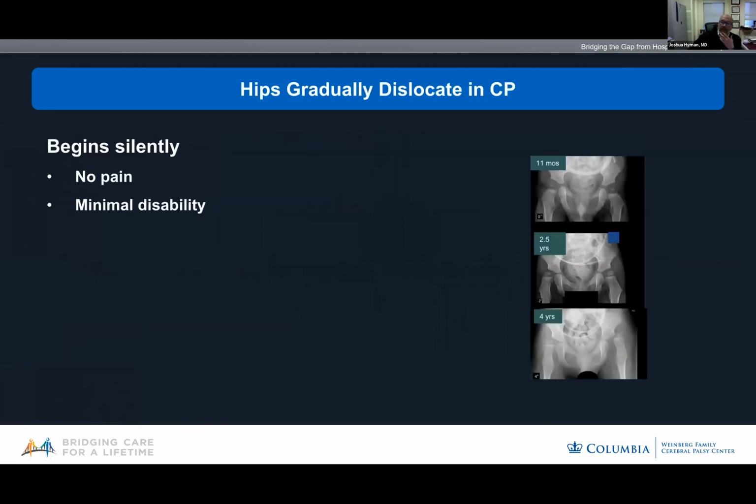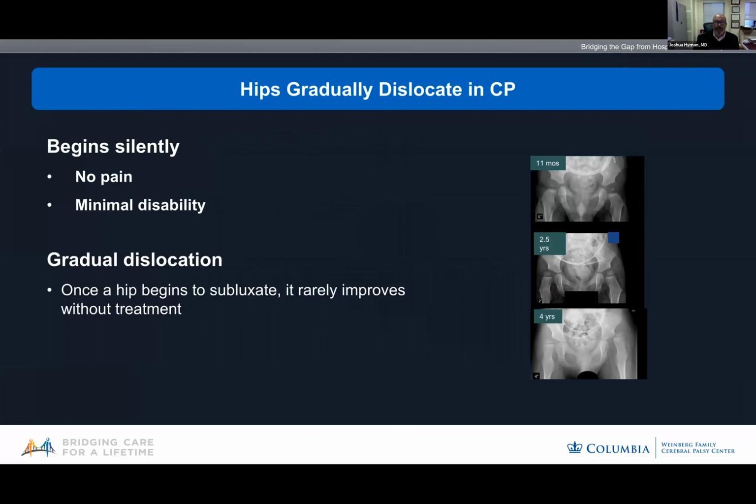The natural history of hips in children with GMFCS level 4 and 5 cerebral palsy is that of displacement. This begins at a young age, and it begins silently. It's not painful, and it really doesn't generally cause much in the way of disability. However, as I say, it does progress to gradual dislocation. And once the hips do start coming out of the socket, there really is no way to prevent it without intervention. And here you just see a natural progression of a child, first at 11 months with nicely formed hips, and over a couple of years, they slowly begin to migrate out of the joint. So early identification of these children and of their hips is critical.